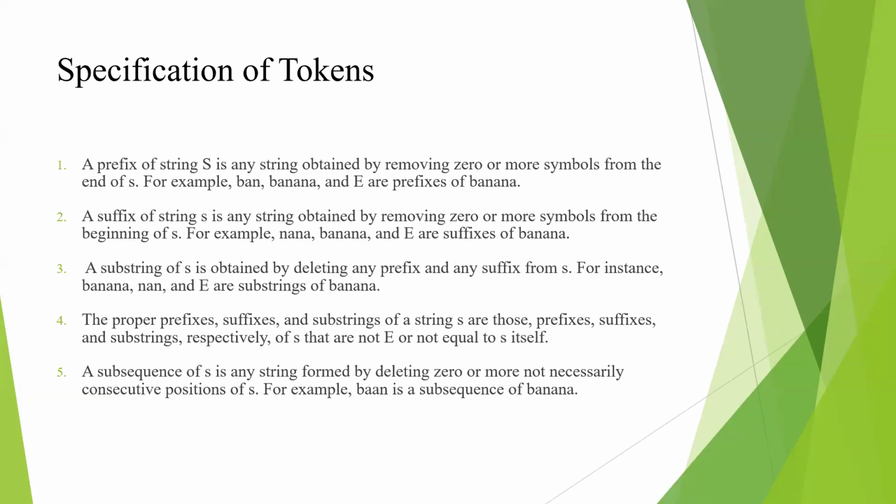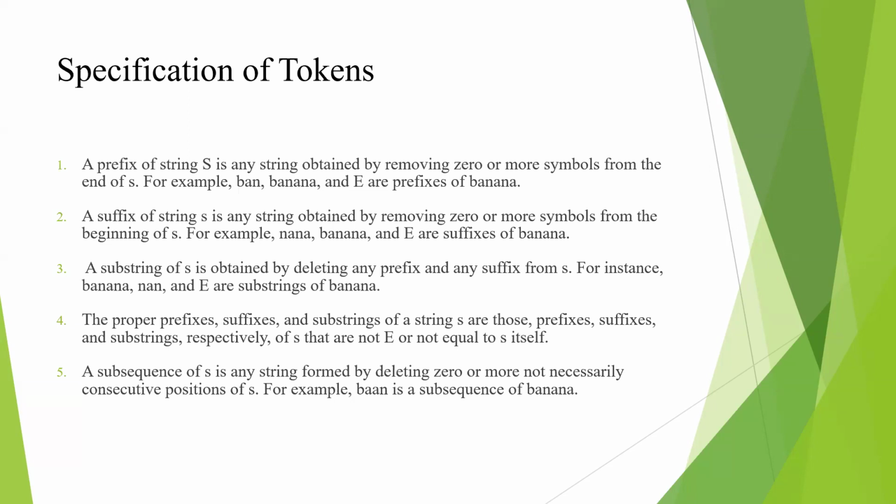Now, a substring is a string that can be obtained by deleting any prefix or any suffix from that particular string. So for instance, if we consider banana, then the substrings are banana, nan, and so on.